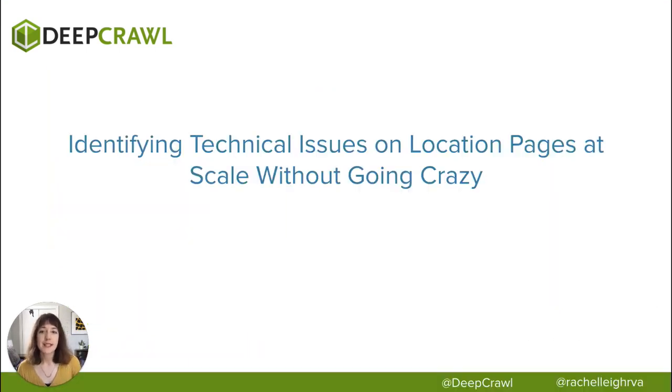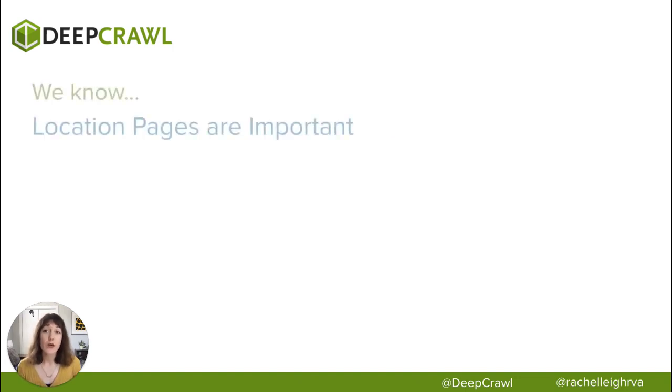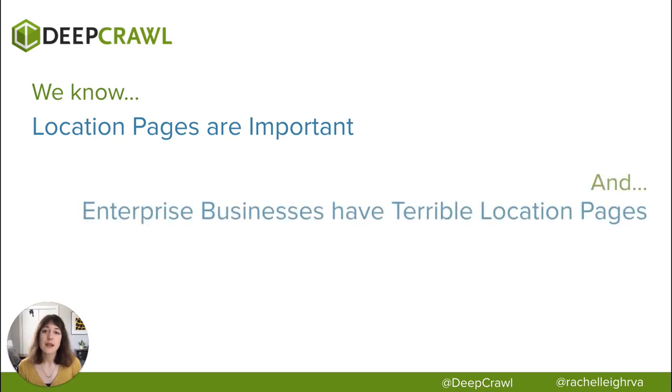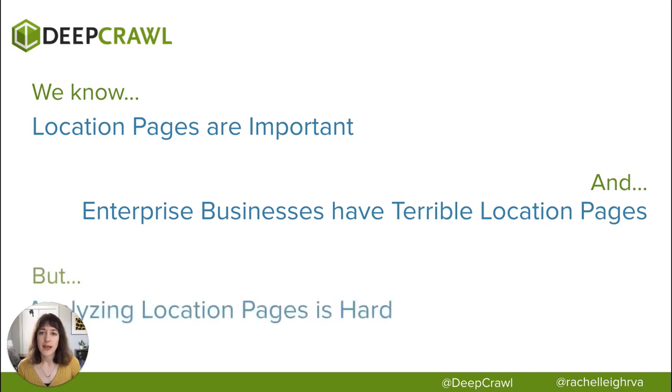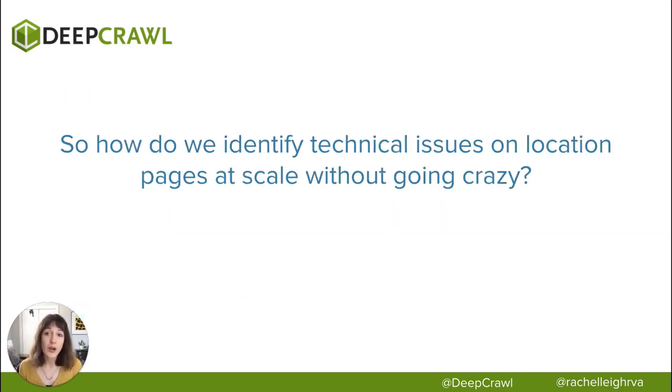So, identifying technical issues on location pages at scale without going crazy. We know that location pages are really important for local businesses, and many enterprise businesses have truly terrible location pages, but analyzing those location pages at scale can be really difficult. So how do we identify technical issues on location pages at scale without going crazy in the process?